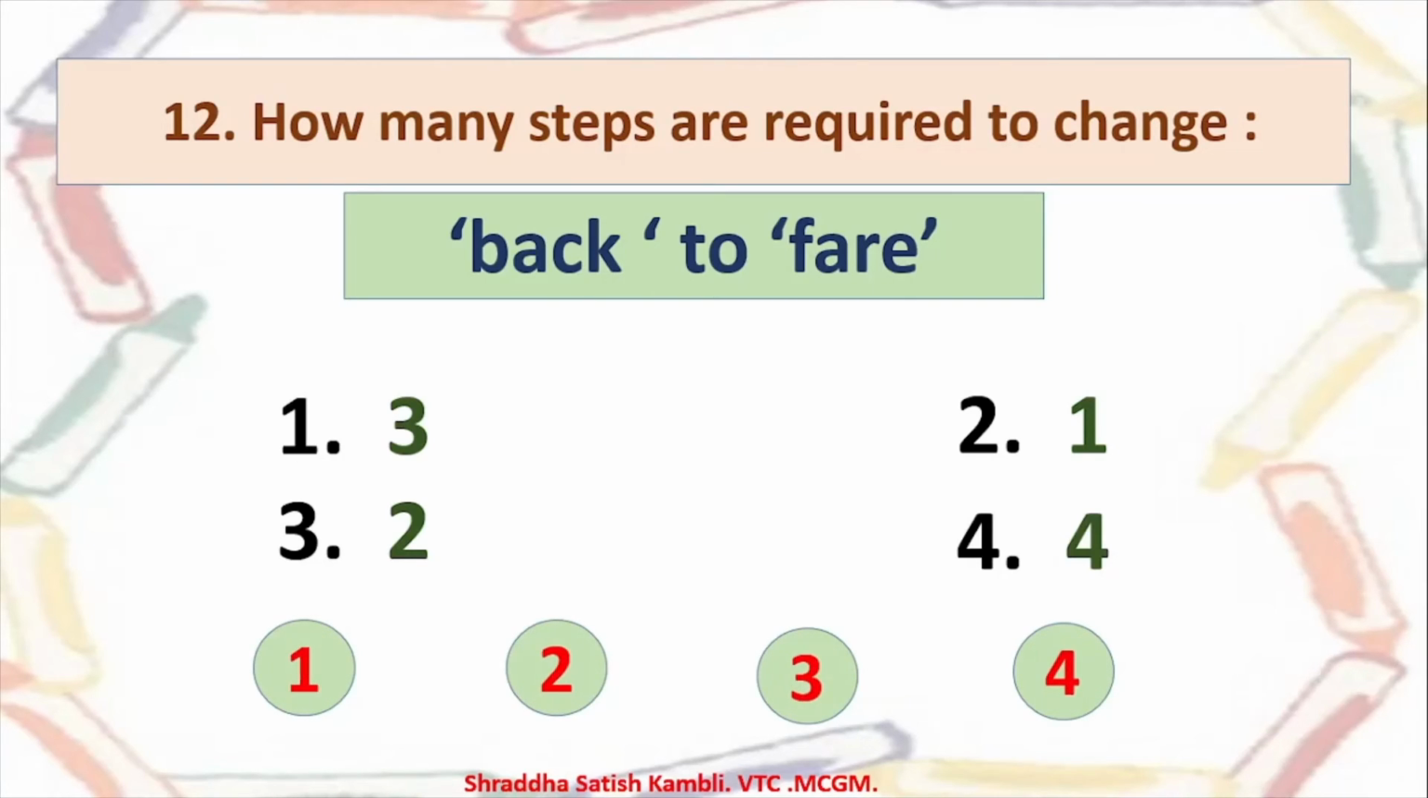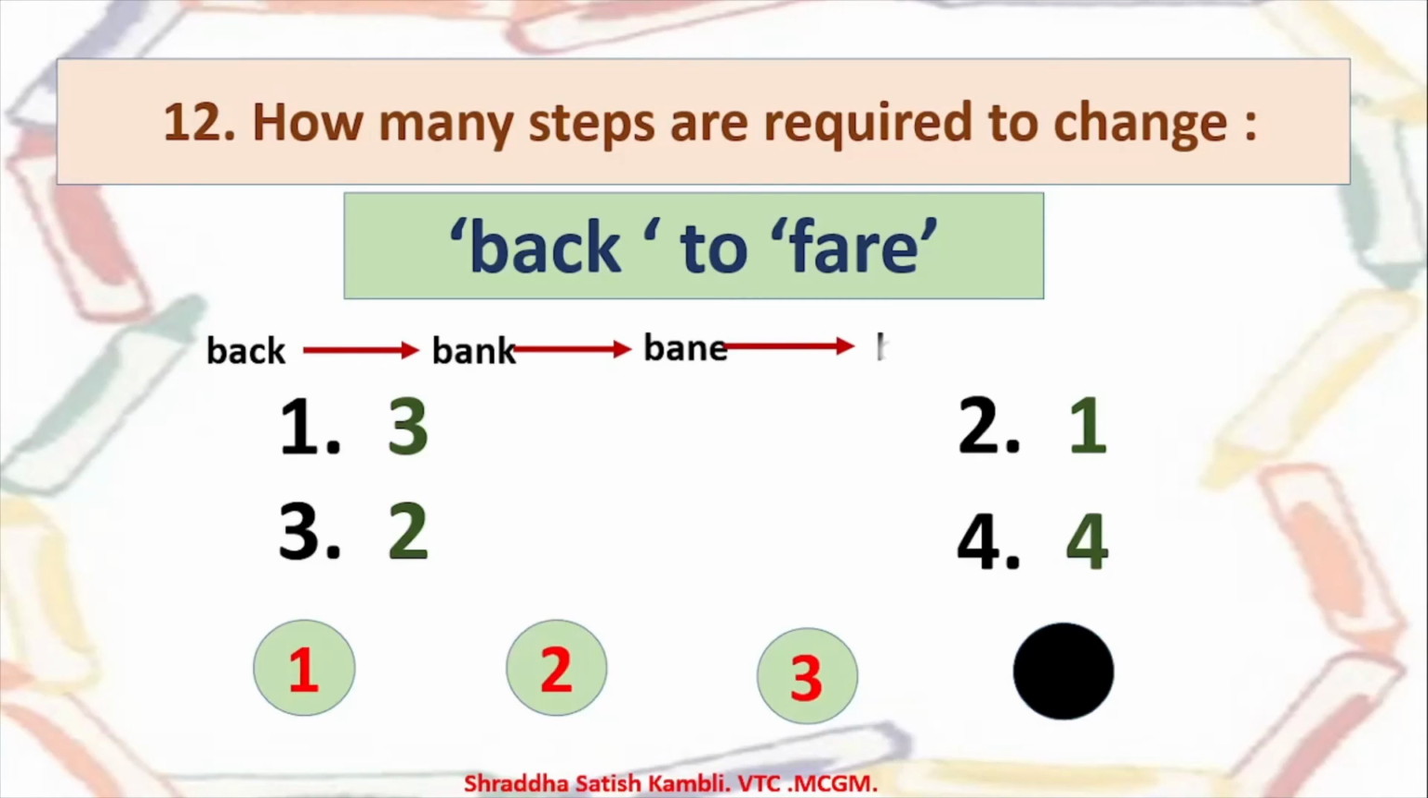Now you will have to pause the video here, children, and work out the words and then count the steps, okay? Don't take ready-made answers. So you will require 4 steps. So option number 4 is the right answer. Let's check out how. So you have B-A-C-K, back, which becomes B-A-N-K, bank, which becomes B-A-N-E, bane, which becomes B-A-R-E, bare, which becomes F-A-R-E, fair. So you have 4 steps.